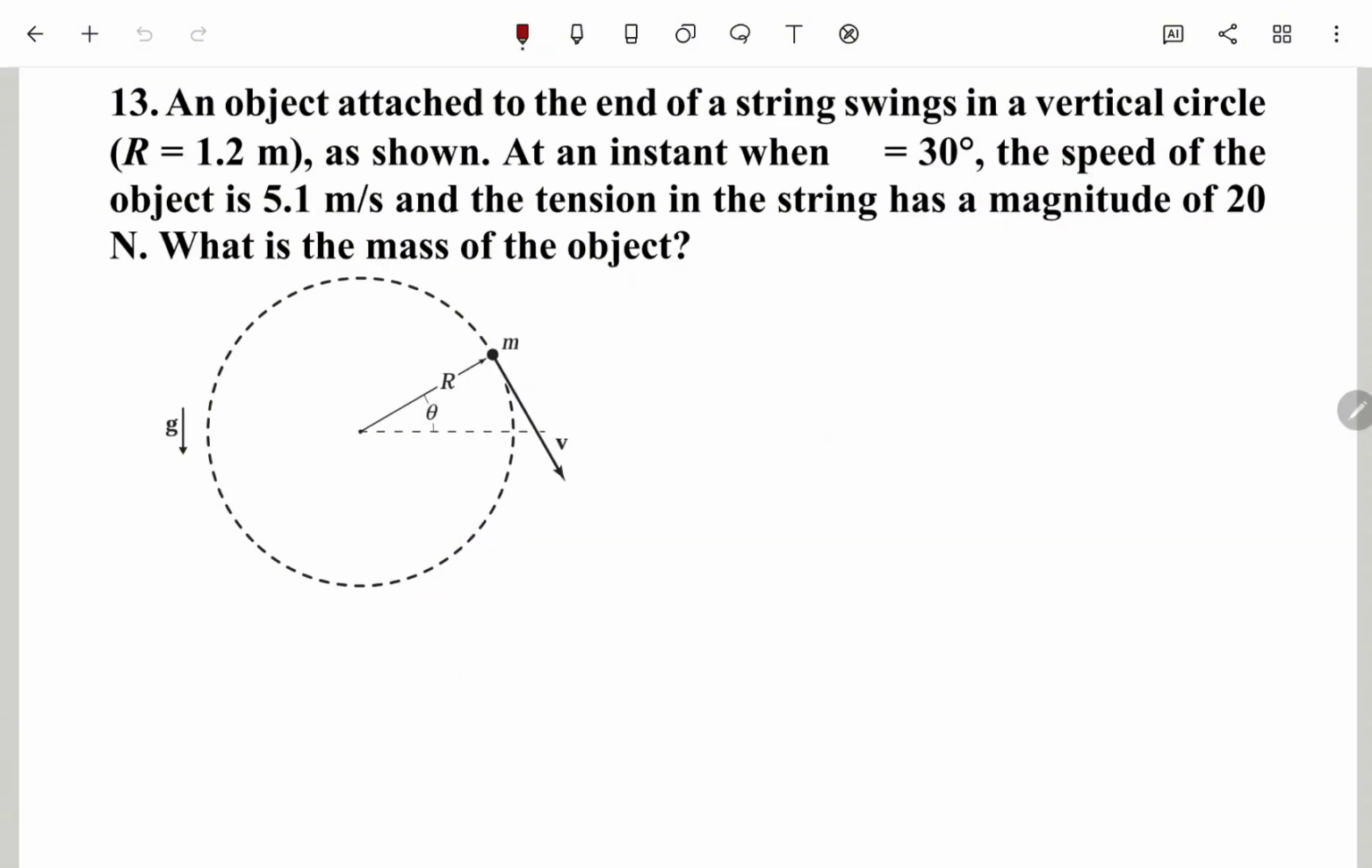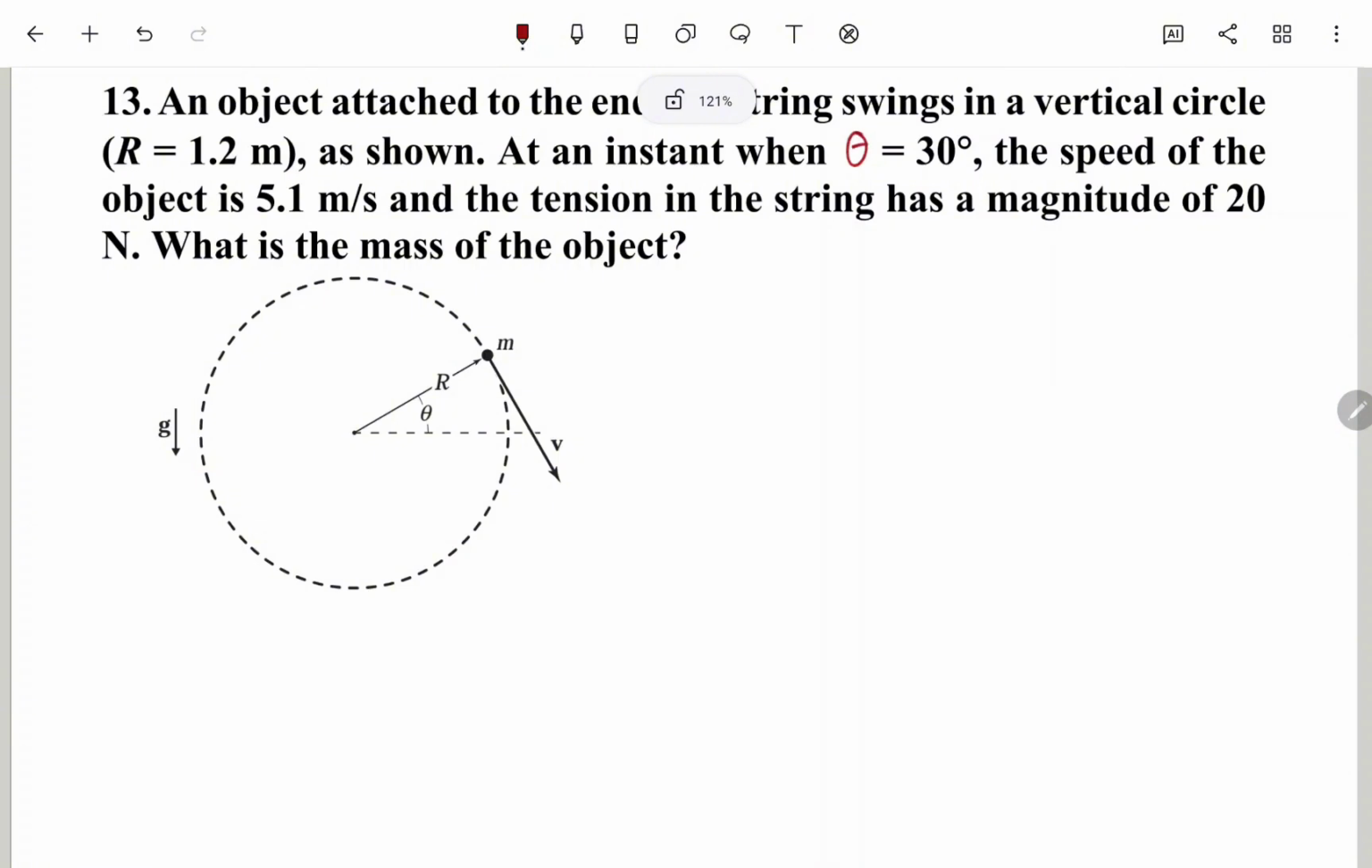An object attached to the end of a string swings in a vertical circle, r equal to 1.2 meters, as shown. At the instant when theta, this theta, equal to 30 degrees, the speed of the object is 5.1 meters per second, and the tension in the string has a magnitude of 20 newtons. What is the mass of the object?